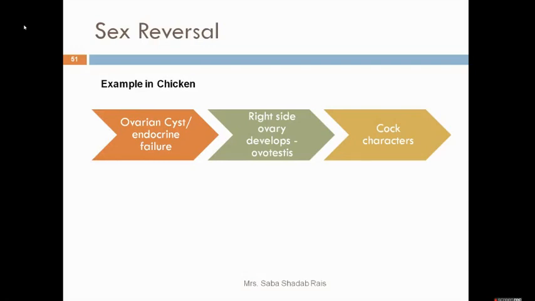So in certain cases, like I told you, what could be the factor? It could be operational, hormonal, or physiological. In certain adverse conditions, or a disease like ovarian cyst or any endocrine failure, the left side ovary gets damaged. Now when the left side ovary gets damaged, it will affect the body, right? So suddenly the right side ovary, which was the residual body, converts into the ovotestis. Note down the term ovotestis. Ovotestis is an organ which has the tissue characteristics of both ovary as well as testis.